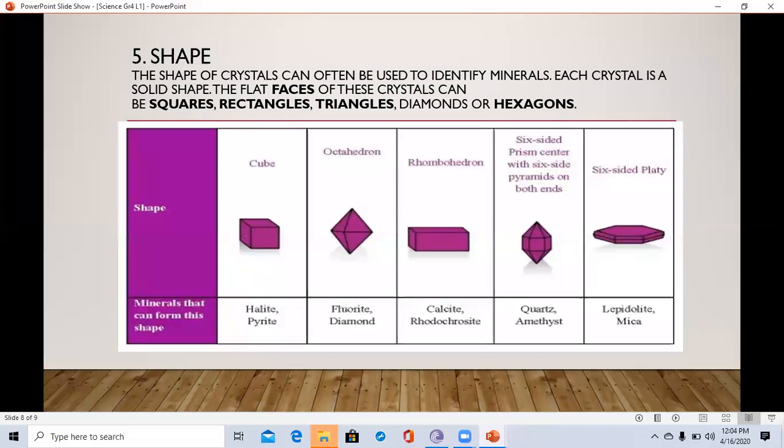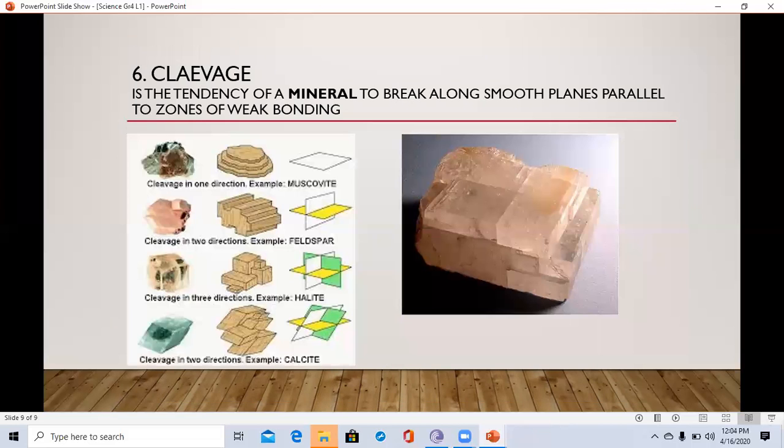Number 5 is the shape of the crystal. The shape of the crystal can often be used to identify minerals. Each crystal has a solid shape with flat surfaces, and often the crystal can be square, rectangle, triangles, diamonds, or hexagons. So it depends on what the crystal is made up of and how you look at the crystal. You can often see the crystal shapes when you look at it under a microscope, or you can even see it like this.